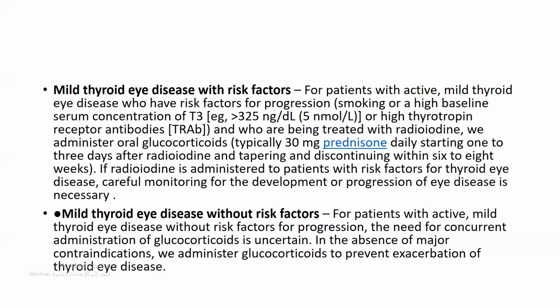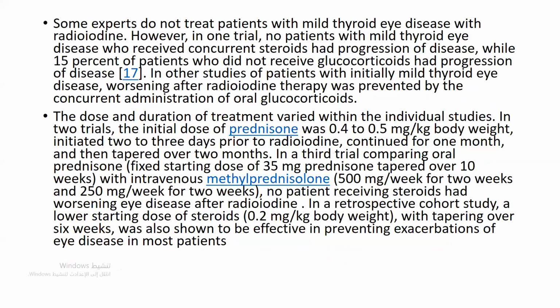Mild thyroid eye disease without risk factors for patient: with active mild thyroid eye disease without risk factors for progression, the need for concurrent administration of steroid glucocorticoids is uncertain. In the absence of major contraindication, administration of steroid to prevent exacerbation of thyroid eye disease is recommended. Some experts do not treat patients with mild thyroid eye disease with radioiodine also. But again, to be on the safe side, use of steroid is recommended.